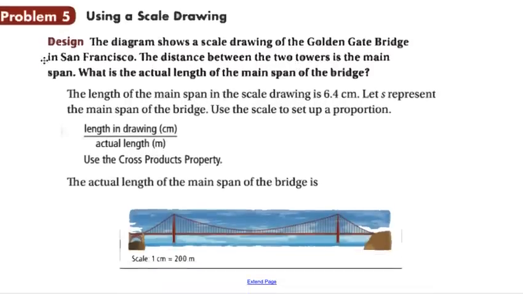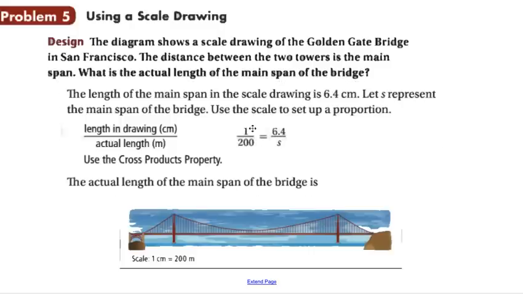So here's an example where we have a scale drawing of the Golden Gate Bridge, and the distance between these two towers right here has been measured, and we want to know what the actual length in real life of that main span of the bridge would be. Well, this length of the main span in the scale drawing is 6.4 centimeters. That's what they measured with a ruler on the drawing. We're going to let S represent the main span of the bridge, and we're going to set up a proportion to figure out what that is in real life.